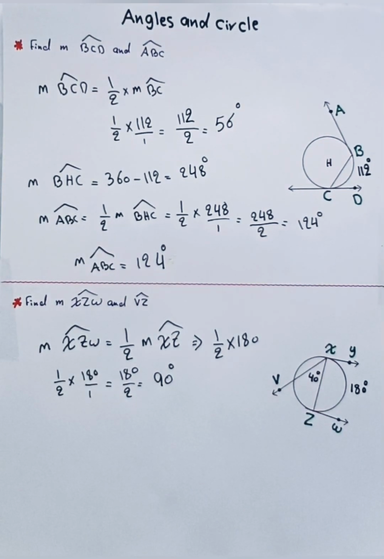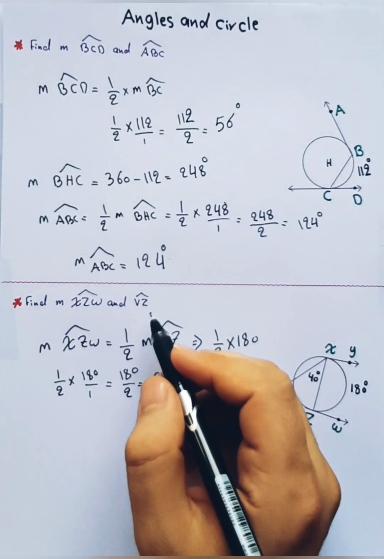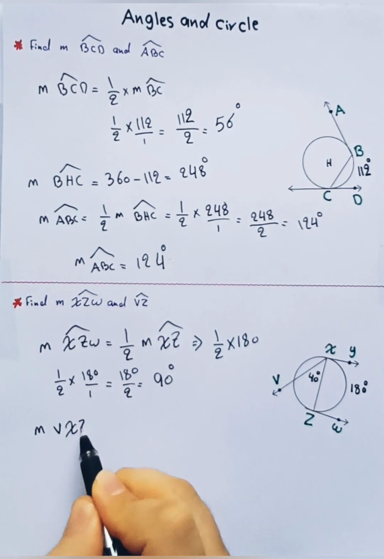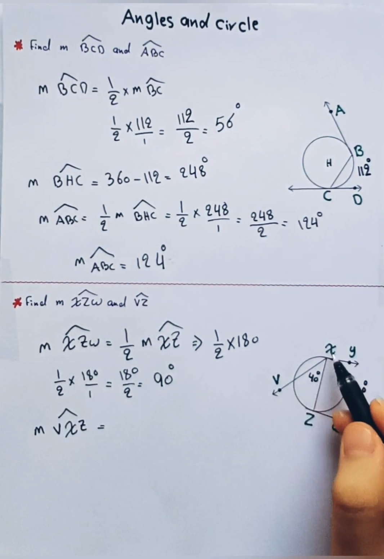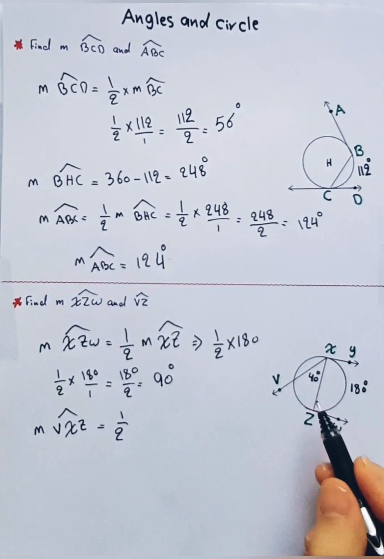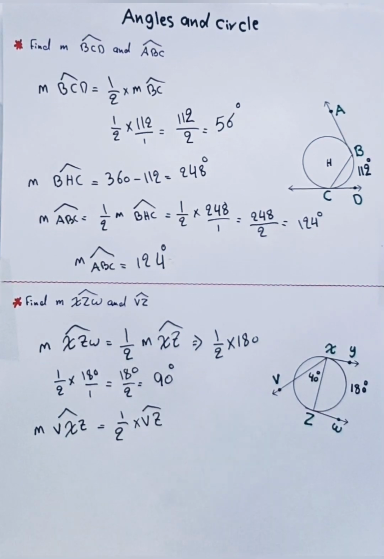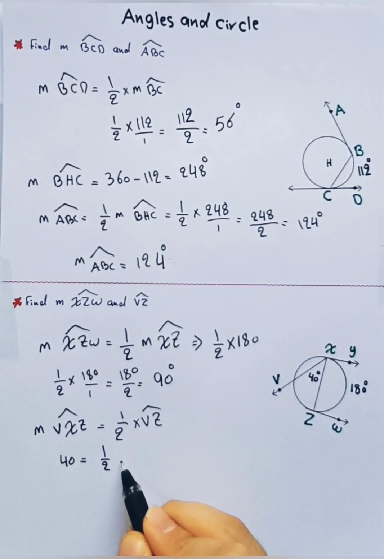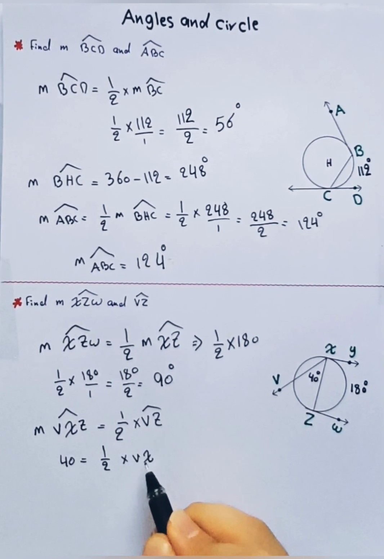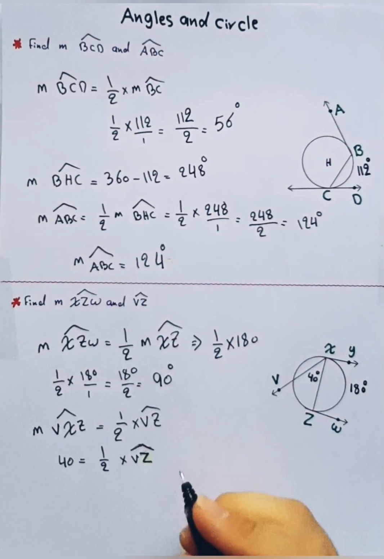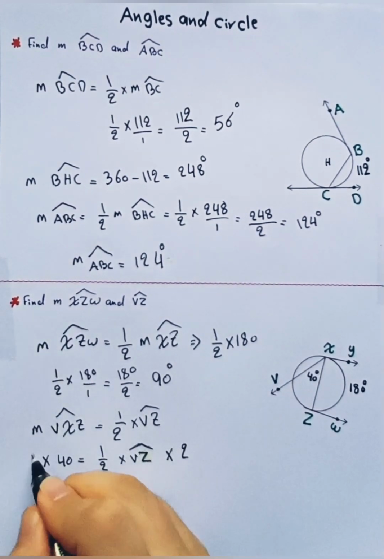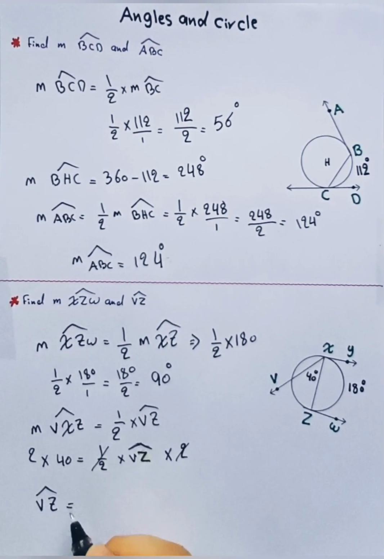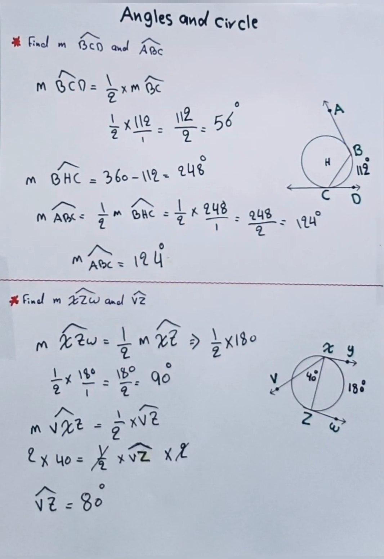After that, for the measure of arc VZ, we need the measure of angle VXZ. The measure of VXZ equals 1 out of 2 arc VZ. So the measure of VXZ is 40, so 40 equals 1 out of 2 the measure of VZ. You have to multiply both sides by 2 to get rid of this 1 out of 2, so these two terms cancel. So the measure of VZ equals 2 times 40 equals 80 degrees.